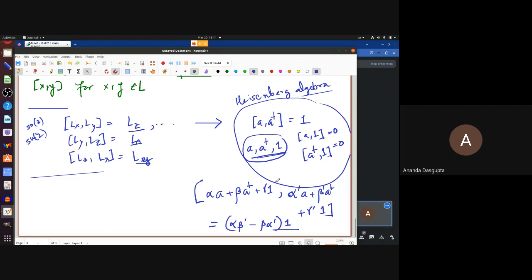This original thing is a 3-dimensional vector space. If you take all multiples of one of the basis vectors, you get a 1-dimensional subspace. So for the Heisenberg algebra, the commutator subalgebra is the 1-dimensional subalgebra, not the whole space. For SO3, SU2, the commutator subalgebra is itself. For the Heisenberg algebra, it's 1 and its multiples. Clear?